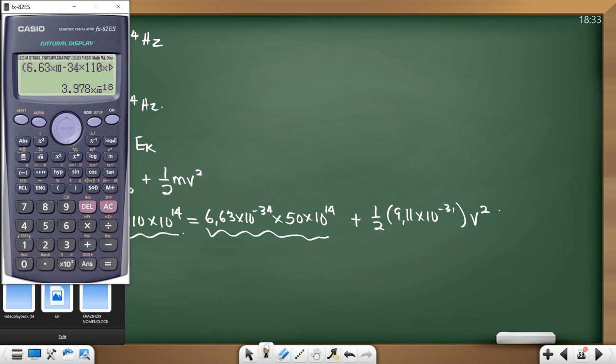Let's wait. This is now grade 12. Let's do some maths. Do you see what's happening there? That whole thing is multiplying v squared. So what would you do? We divide now. Divided by 1 over 2 times, or you could do that, 9 comma what? 1 times 10 to the power negative what? 31. That's my v squared. Then what will I do? Square root. But if you're not comfortable with this, you don't have to follow my way.